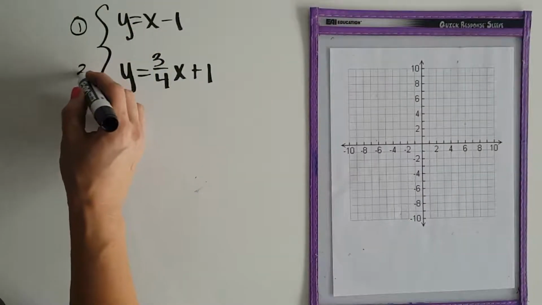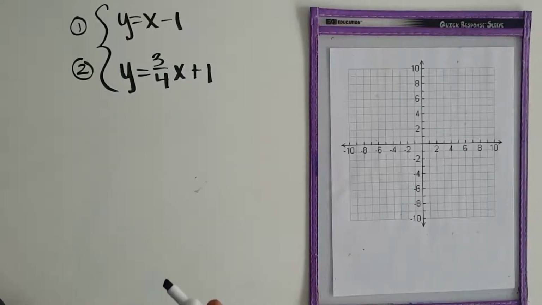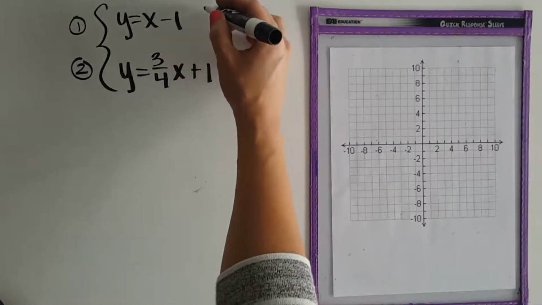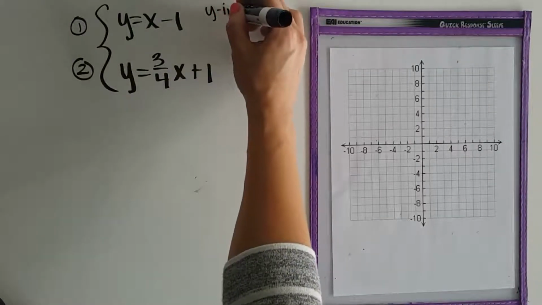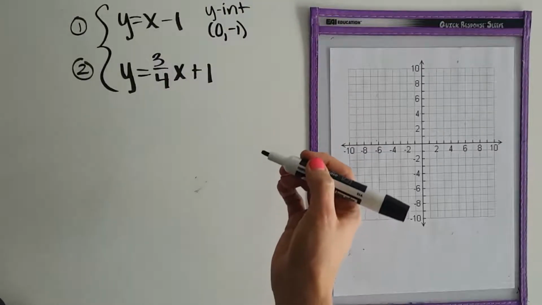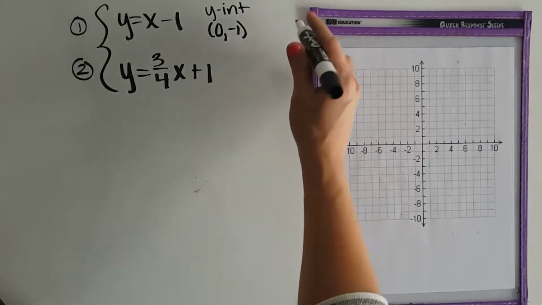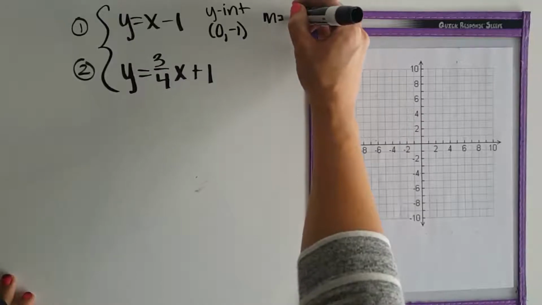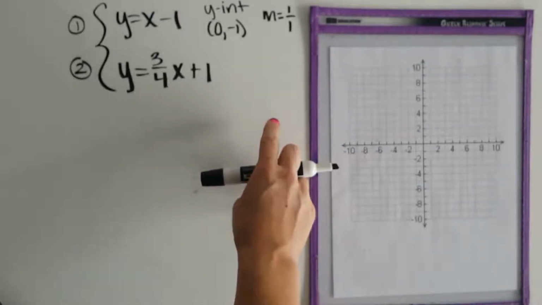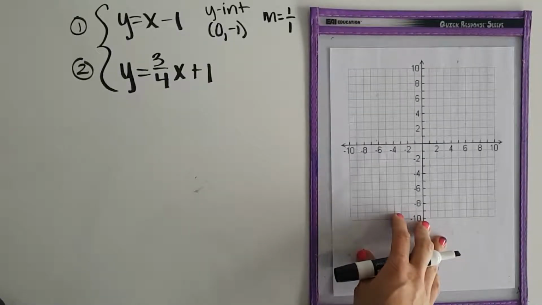So in order to do that, we're going to graph each equation to begin with. In our first equation, we need to identify our y-intercept, which is always our b value, so (0, negative 1). And then we also need to identify our slope. The slope, in this case, is 1 over 1. So once we know this information, we're just going to go ahead and start graphing.